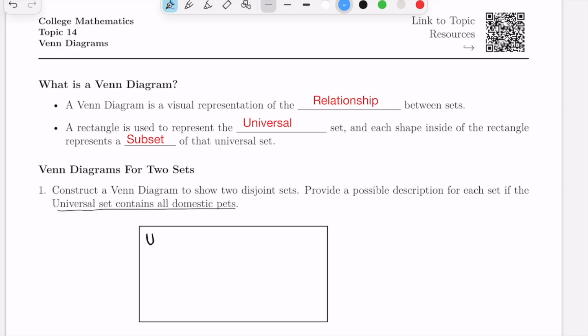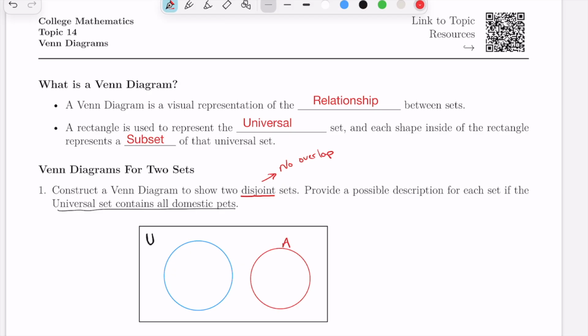And then what I'm going to do is it says two disjoint sets. So I'll put two circles here. And disjoint means not overlapping. There is no connection between them. So disjoint means no overlap, right? They're separate from each other. They're not intersecting at all.